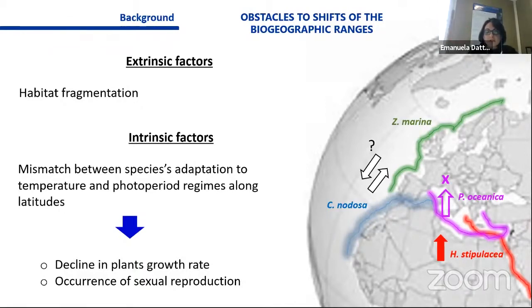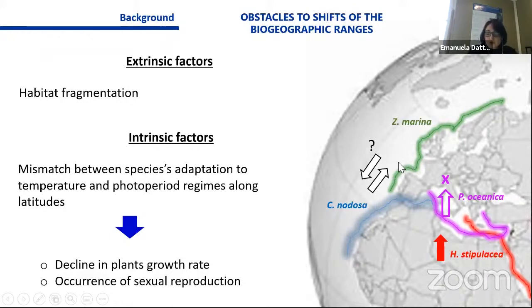But this is not possible for all species, for different kinds of factors. For example, for Posidonia it is not possible because there is the European continent, while for Halophila it was possible, and the species is now also present in the Mediterranean Sea. But there are also many intrinsic factors related to the sensitivity of the species to the photoperiod, for example, that can avoid this shift in the expansion range.